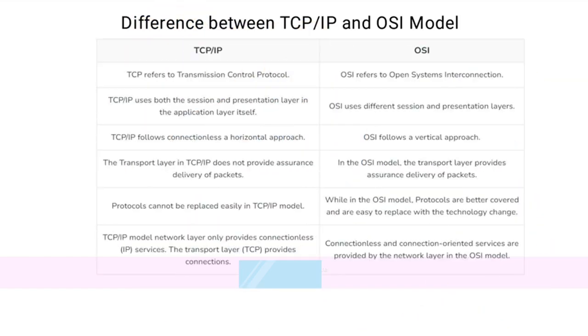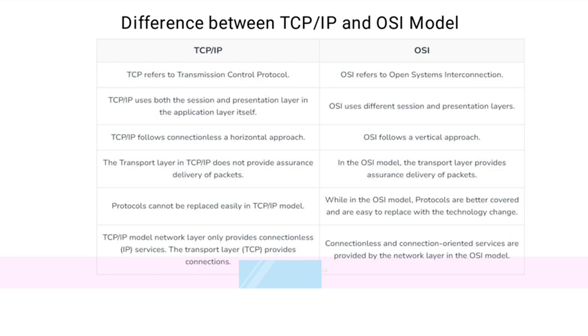Difference between TCP/IP and OSI model. TCP refers to Transmission Control Protocol. OSI refers to Open System Interconnection. TCP/IP uses both the session and presentation layer in the application layer itself. OSI uses different session and presentation layers. TCP/IP follows a connectionless horizontal approach. OSI follows a vertical approach.